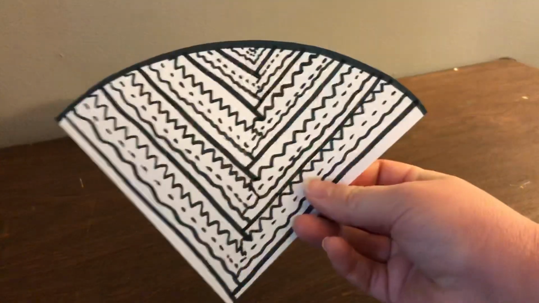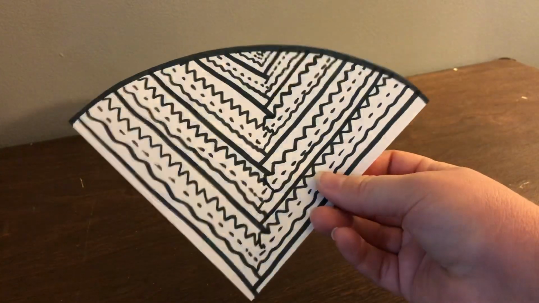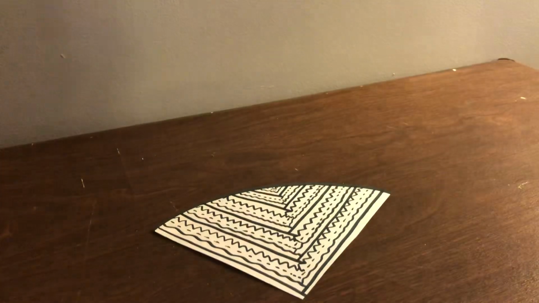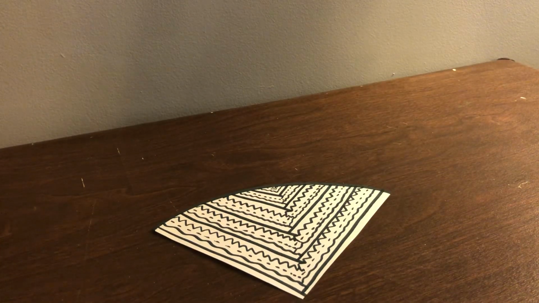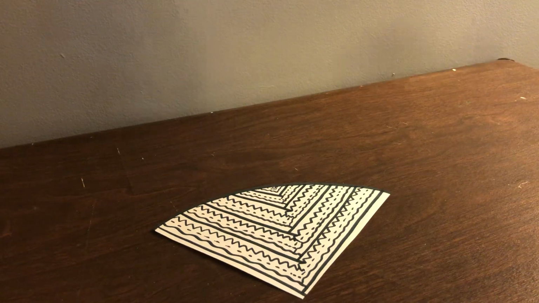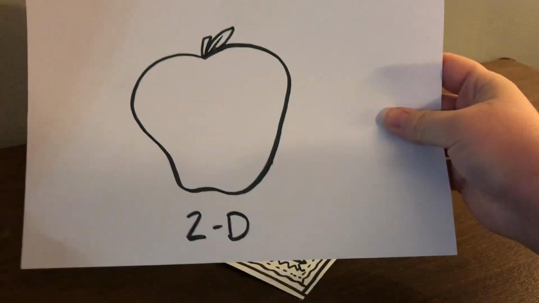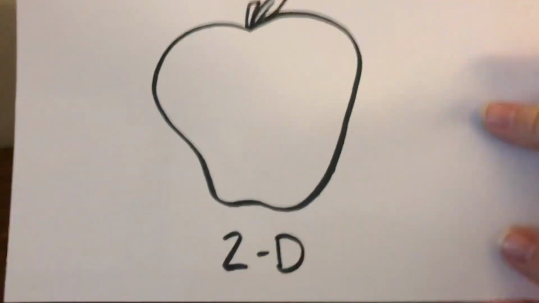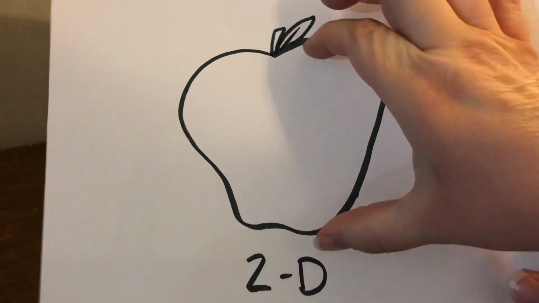Now we want to turn this into a 3D effect. I just did a pattern here, and we want to give this a 3D effect. If you don't remember what 3D means, it means you can measure this 3 different ways. Here, my apple is just 2-dimensional. I can only measure the length of this.